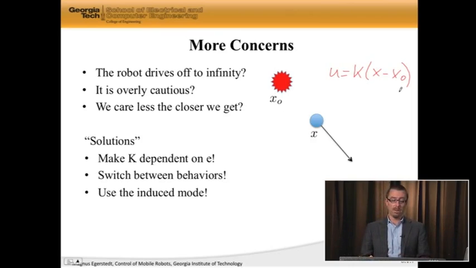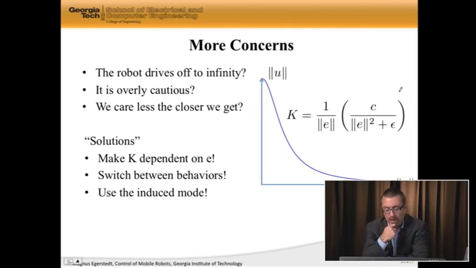Well, the solution is, again, to make k dependent on e, or actually the distance, so the norm of e. And to avoid this being overly cautious, we are actually going to switch between behaviors. In fact, we're going to use something like an induced mode, a sliding mode, to very gracefully combine go to goal and avoid obstacles.